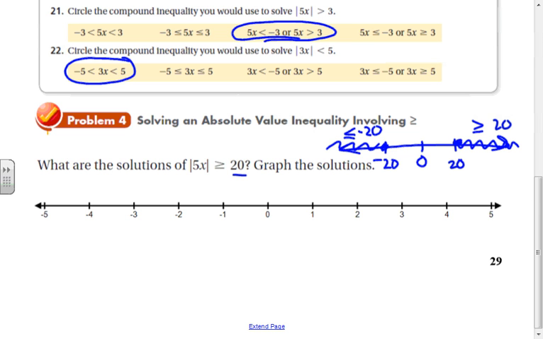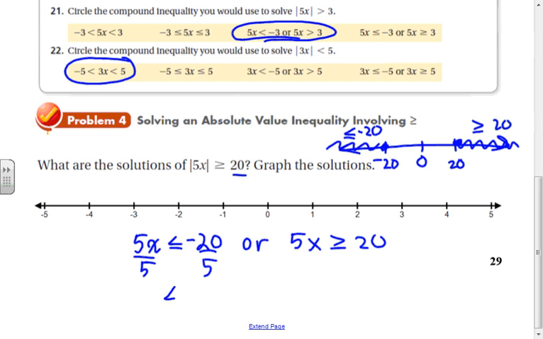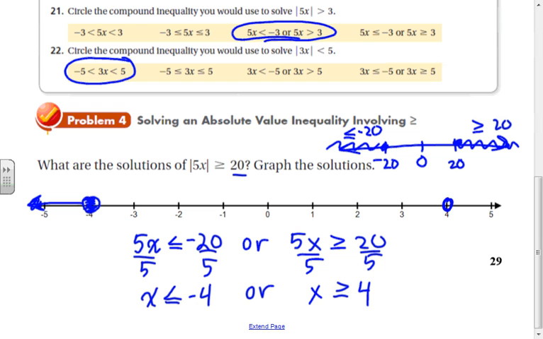So we're going to write two inequalities: 5x is less than or equal to -20, or 5x is greater than or equal to 20. Then I'm going to divide both sides by 5, and I find that x is less than or equal to -4, or x is greater than or equal to 4. So on a number line, what I end up with is numbers down here, and since it can equal, we fill that in and go this way. And then numbers over here, going this way, since it's greater than or equal to 4. All right, go ahead and try that.